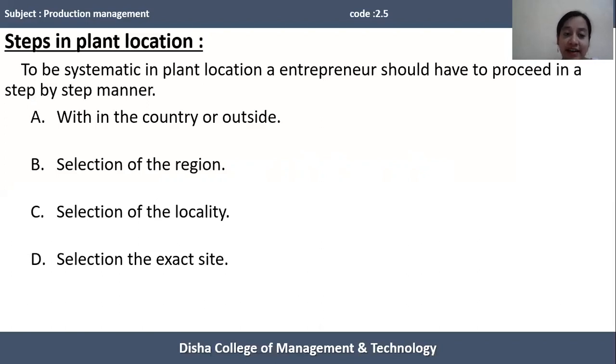For identifying a good location, generally there are four steps involved. The entrepreneur has to follow four steps. These are: first, selection of the country, within the country or outside of the country; second, selection of the region; third, selection of the locality; and fourth, selection of the exact site. First the industrialist has to decide where the plant should be located, whether domestically or internationally. That means in the first step the industrialist identifies the country where the plant should be located and operated.